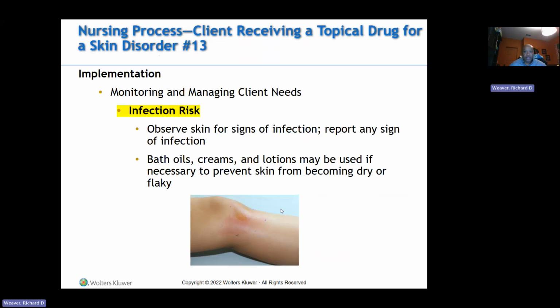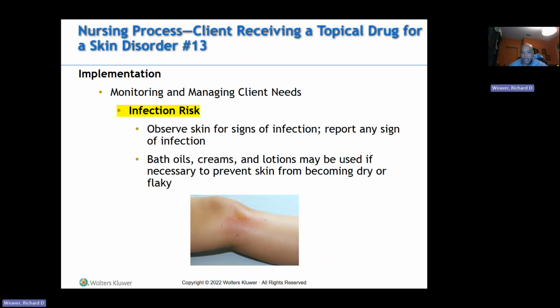Dry, flaky skin is subject to skin breakdown and infection, and so we have to keep the skin more moist. We can use bath oils, creams, lotions to prevent the skin from becoming dry and flaky. So just keep some of those modalities or treatments in mind.